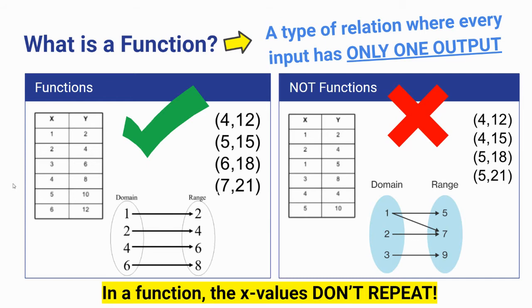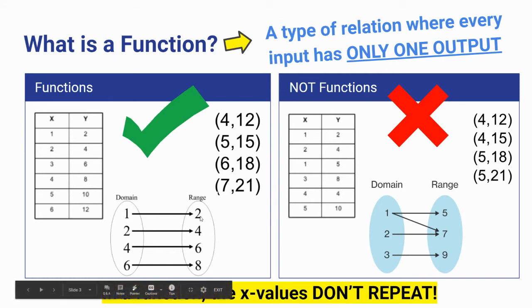Look at the left-hand table. The X values don't repeat in a function. 1, 2. Every X has only one Y. The Y's can have as many X's as they want. So if you look down the table, every X has only one Y. Every domain has only one range.